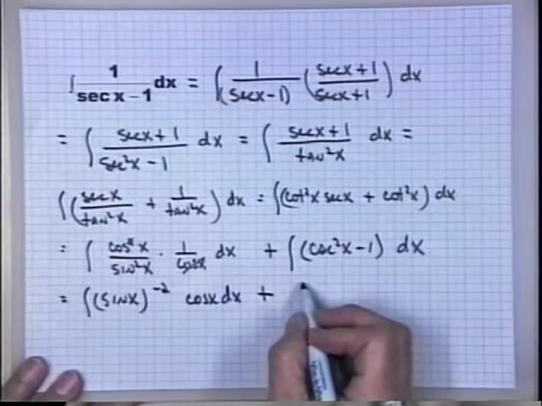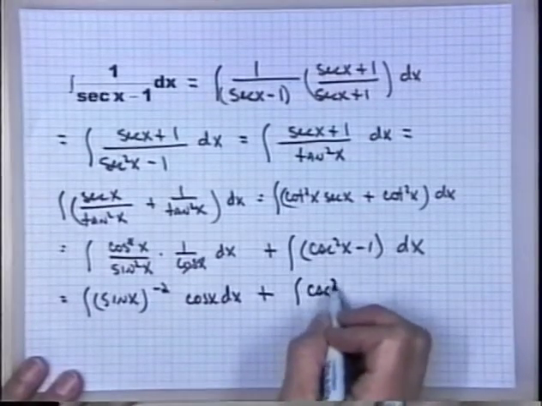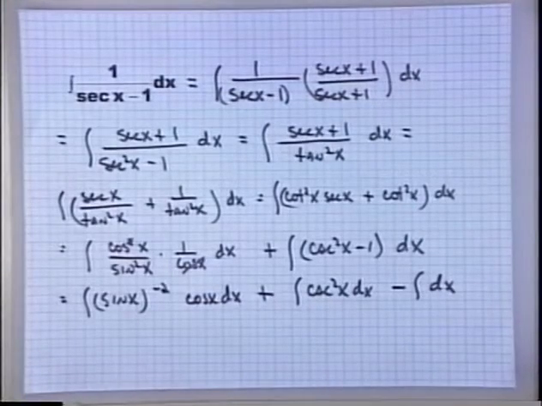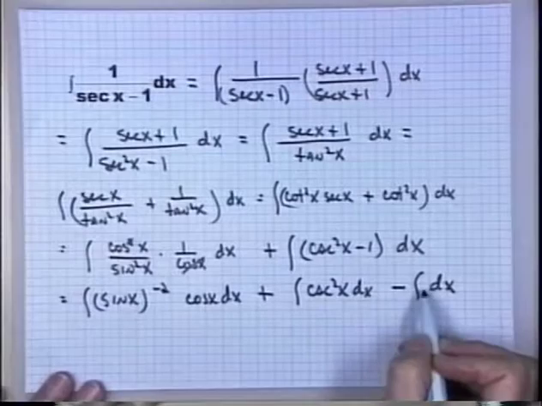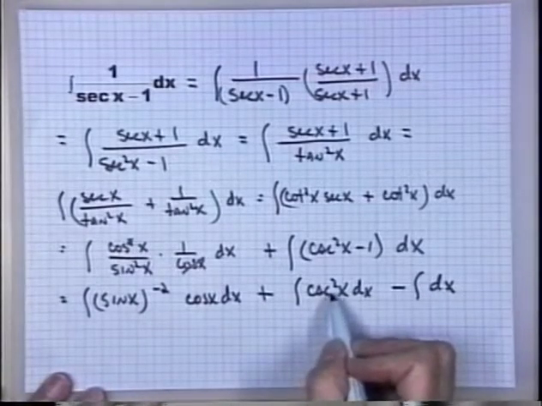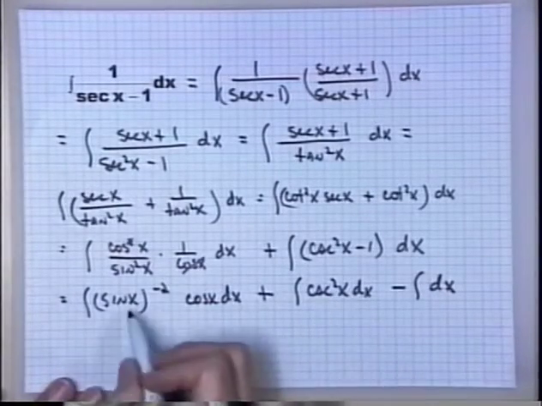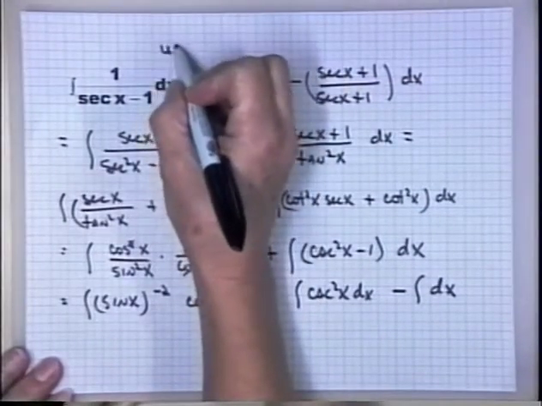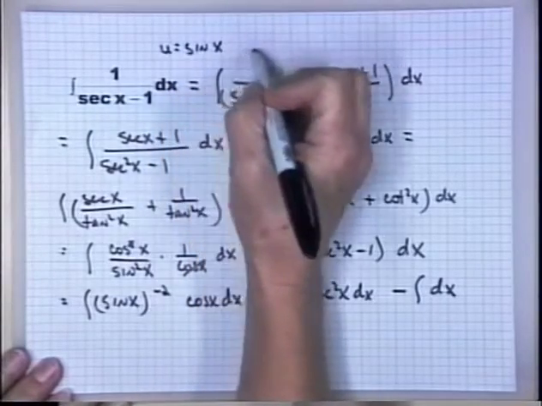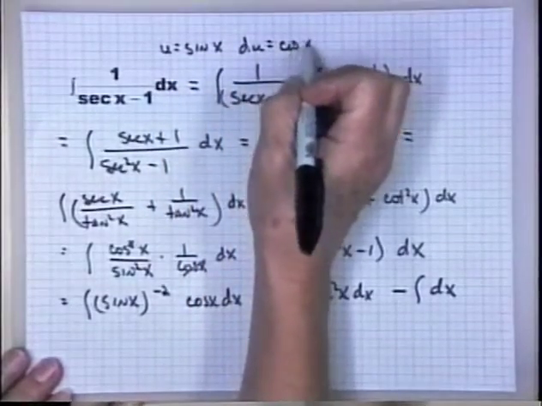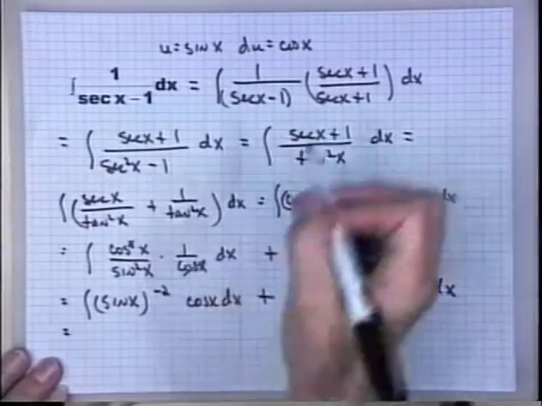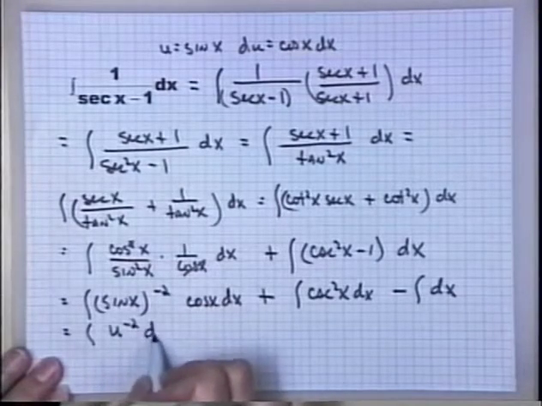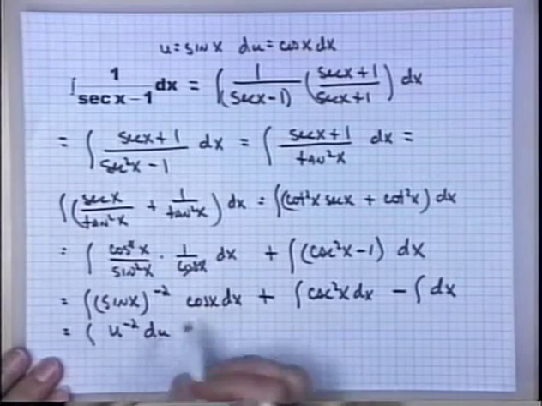And I can separate these as the integral of cosecant squared x dx minus the integral of 1 dx. Okay. I can find the antiderivative of 1. I can find the antiderivative of cosecant squared. And here I can do a U-substitution. Okay? I'm going to put my U up here. If I let U be the sine of x, du is cosine x dx. Let me get that on there. So here I have u to the negative 2 times du. Do you see that? And then I'll be able to do that one.